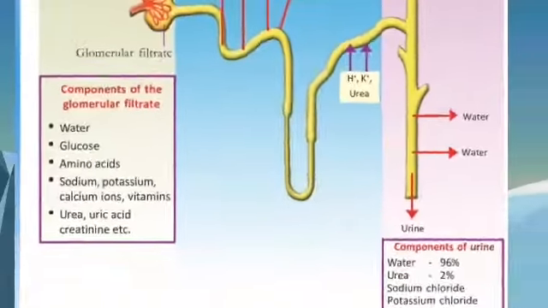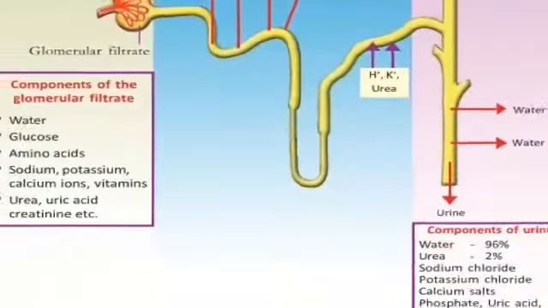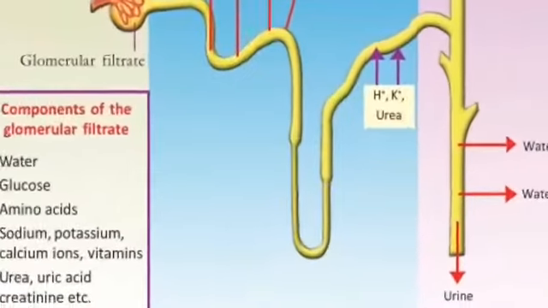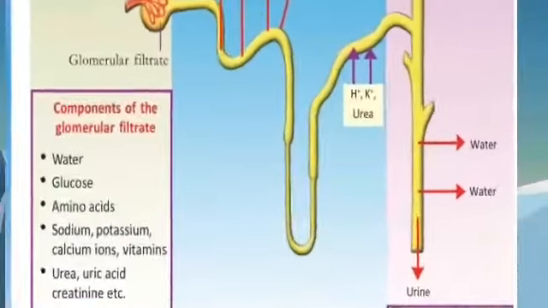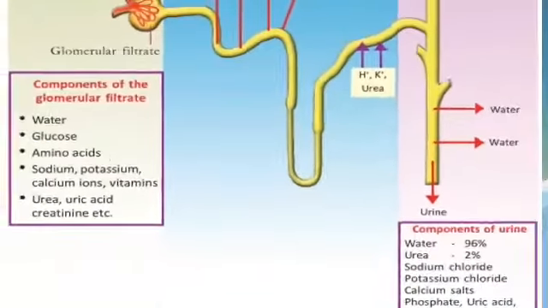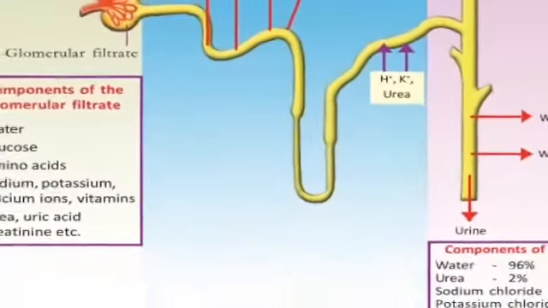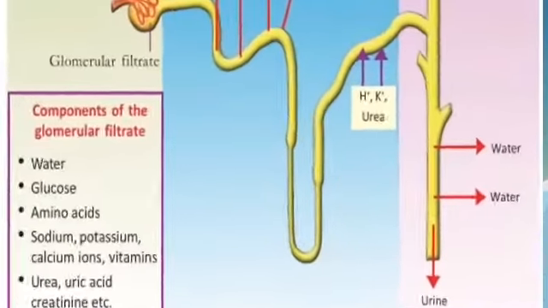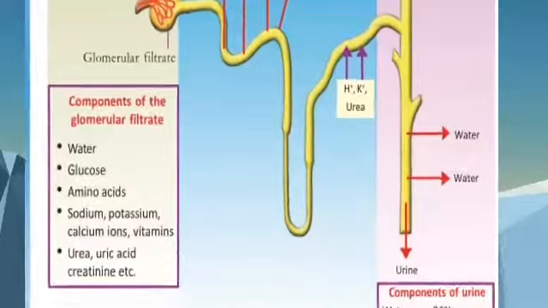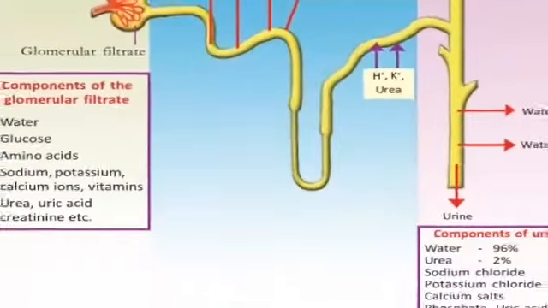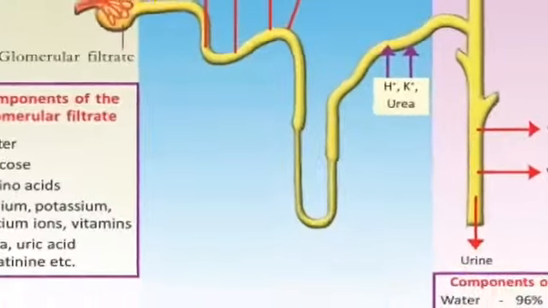It is the fluid formed as a result of ultrafiltration. Then when the glomerular filtrate flows through the renal tube to the collecting duct, essential components are reabsorbed to the peritubular capillaries. All the necessary things are absorbed from the renal tube into the peritubular capillaries.